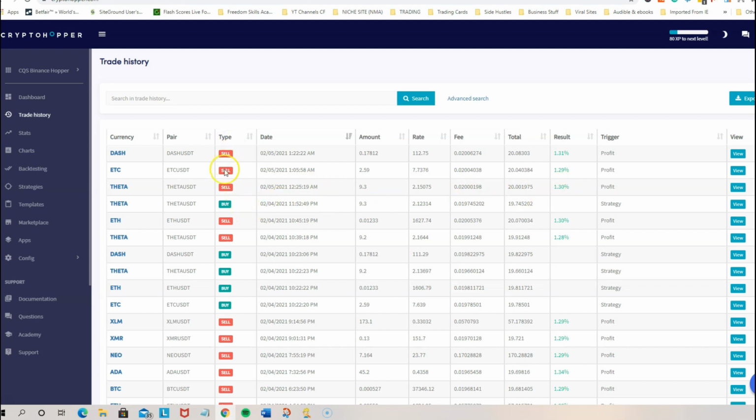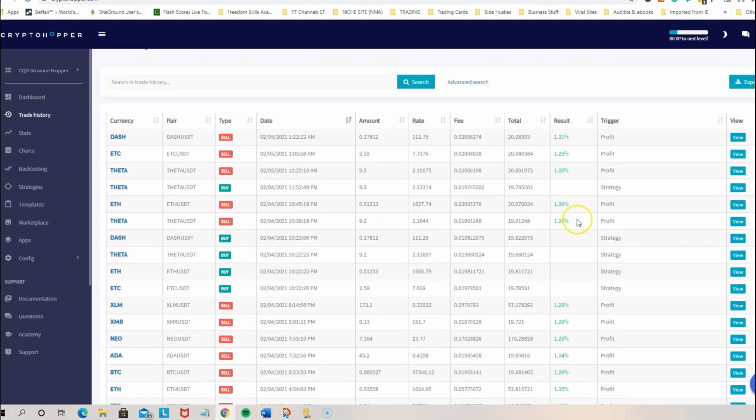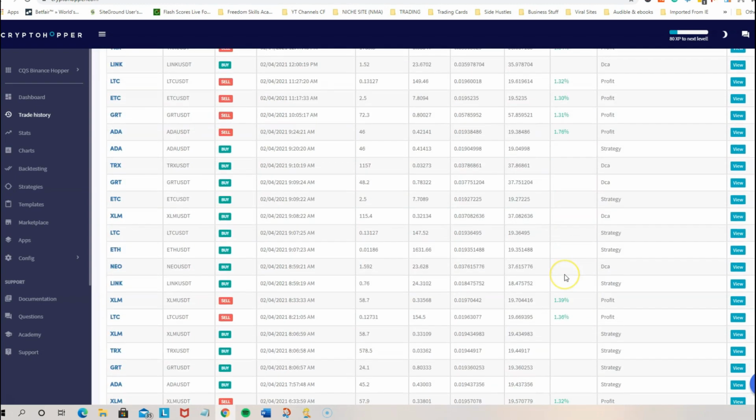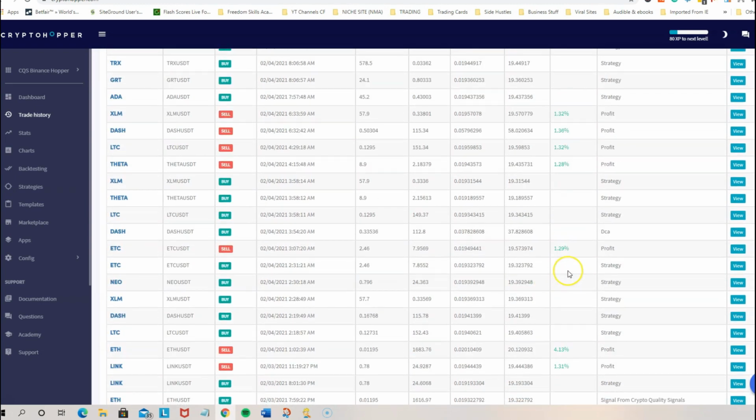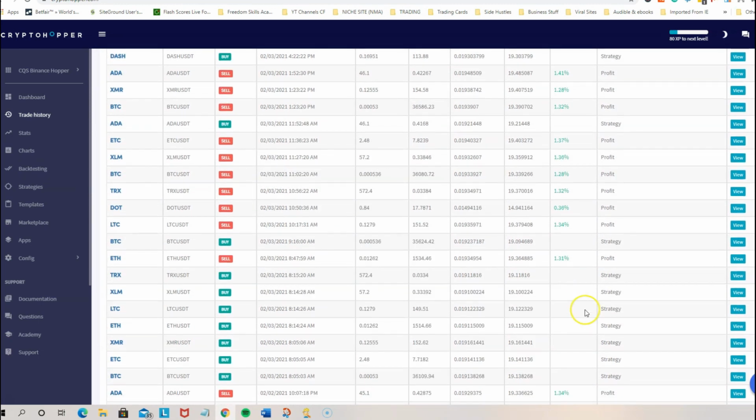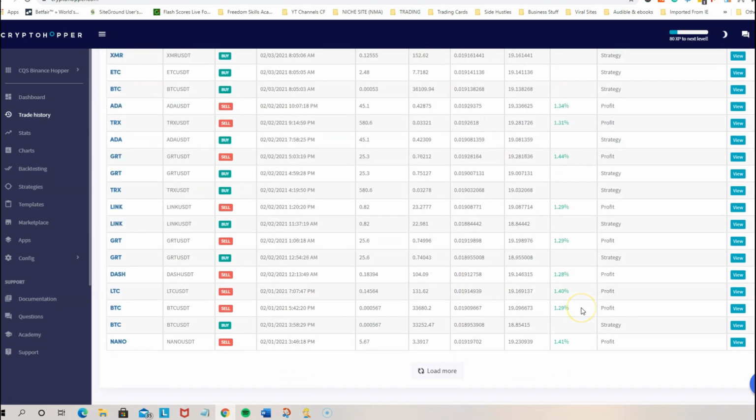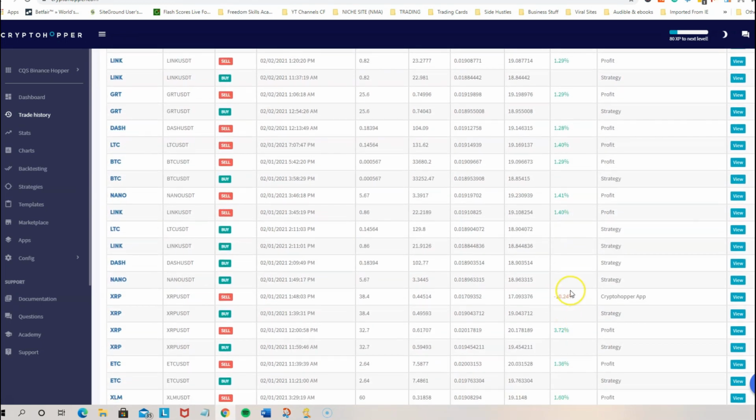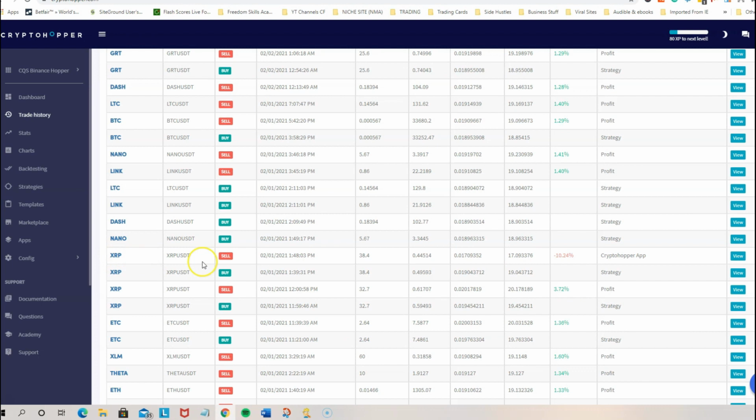So if you just look at all the sales and then look at the profit on the right hand side, and I'll just scroll down and you can just see how good this is. So it's just all green. I mean, I've not had one that's lost. And it's been running like this for a month. Okay, I will say there is one here which was a 10% loss.